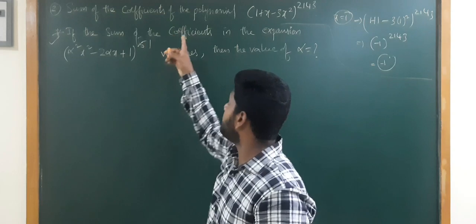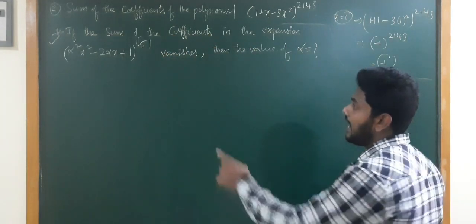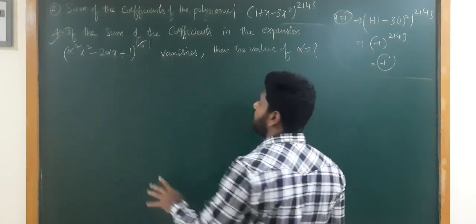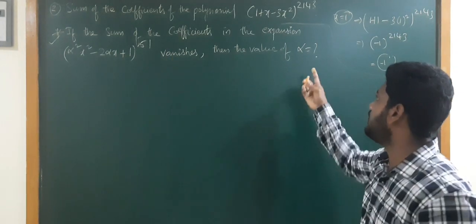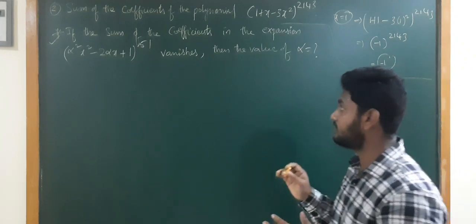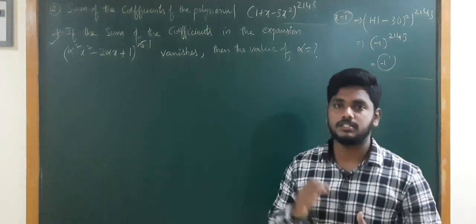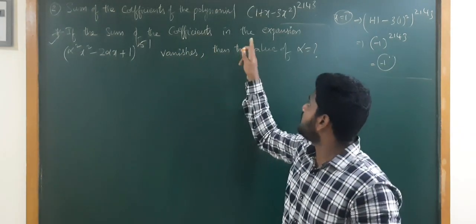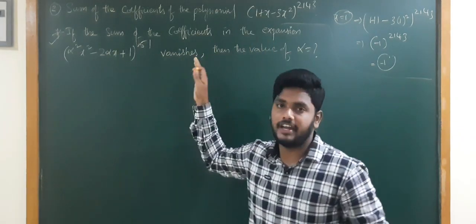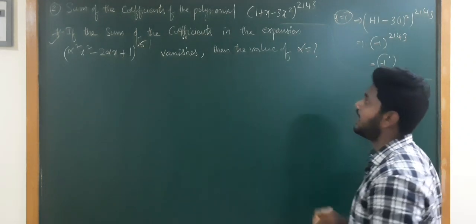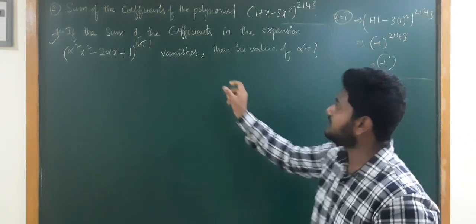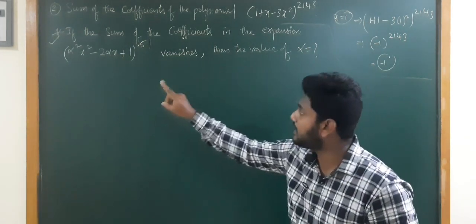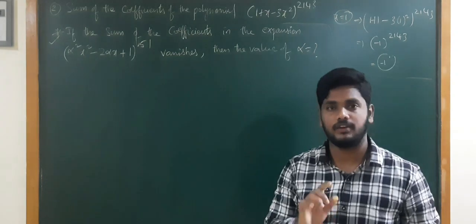Next, if the sum of the coefficients in the expansion of alpha square x square minus 2 alpha x plus 1, whole to the power of 51, vanishes, then find the value of alpha. Did you understand the question? Here, vanishes is nothing but 0. That means if the sum of the coefficients in that expansion is 0, then find the value of alpha.